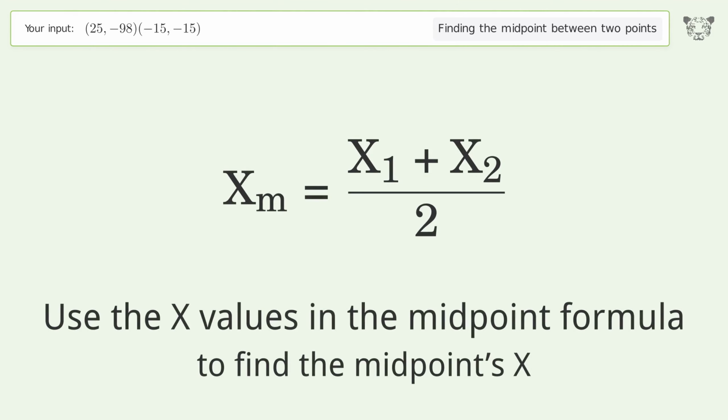Use the x values in the midpoint formula to find the midpoint's x. x1 equals 25. x2 equals negative 15. Simplify the arithmetic.